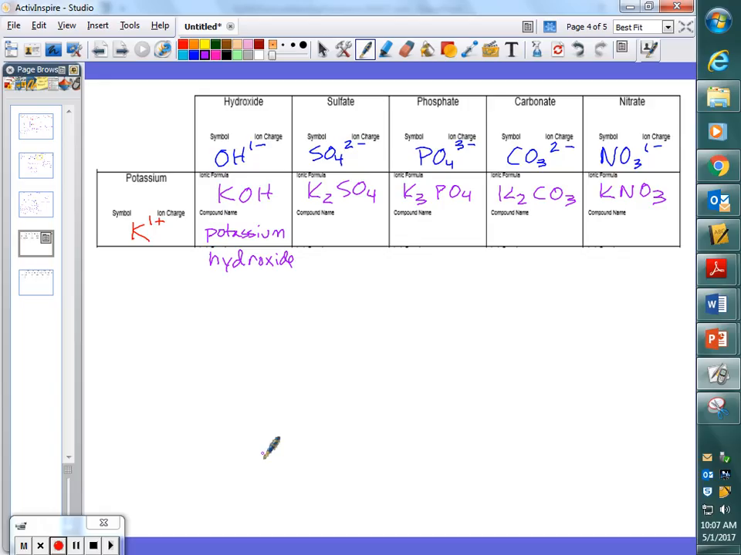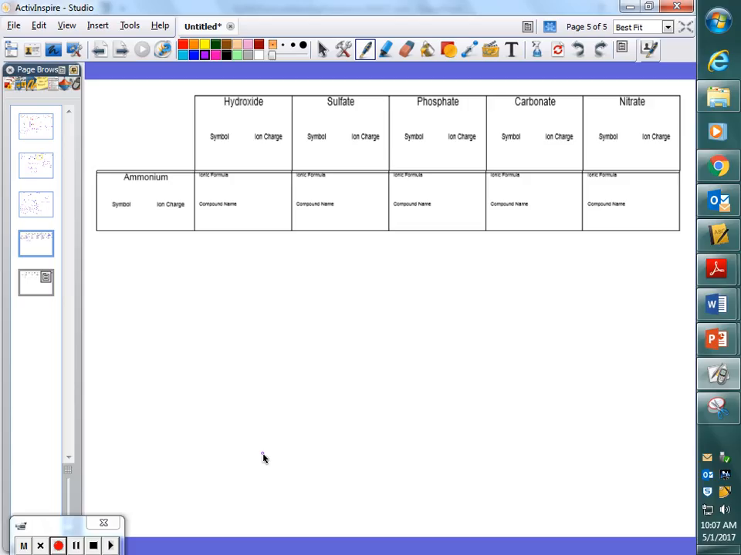So Jack, let's address your question from before. Can polyatomic ions form with other polyatomic ions? Yes, the answer is yes. All of the numbers across the top don't change. This is still hydroxide, sulfate 2 minus, 3 minus for phosphate, CO3 is 2 minus, nitrate is 1 minus. Right?